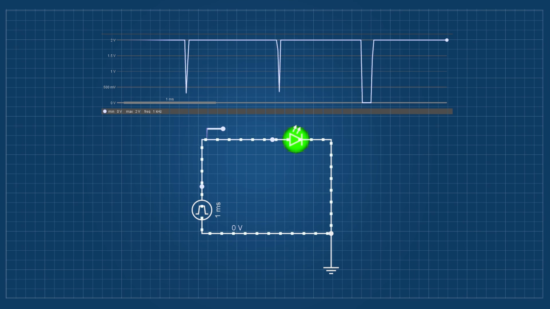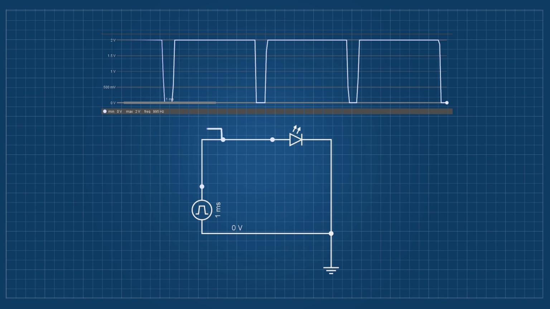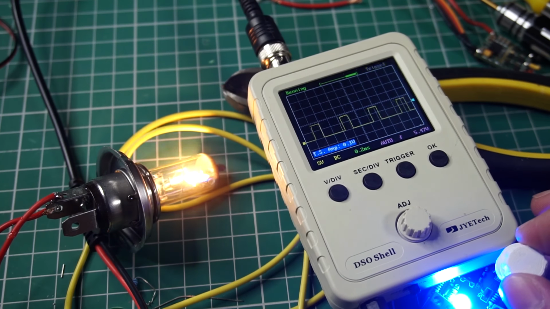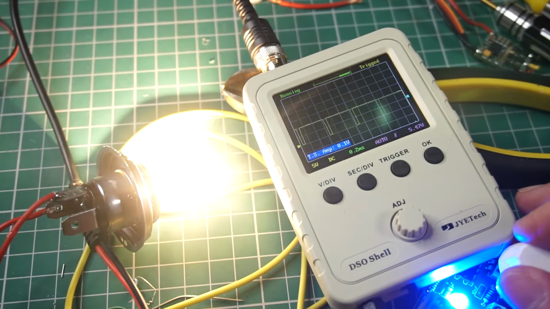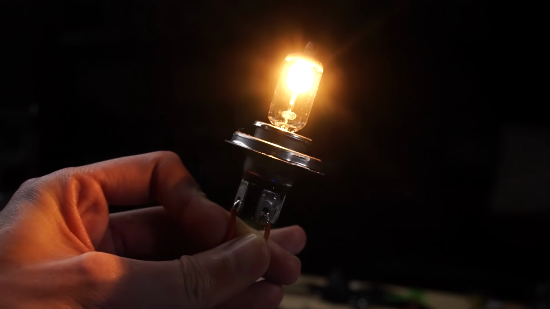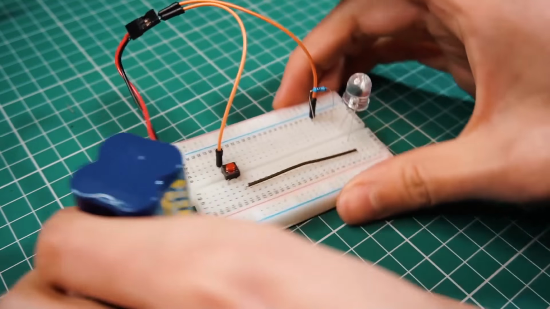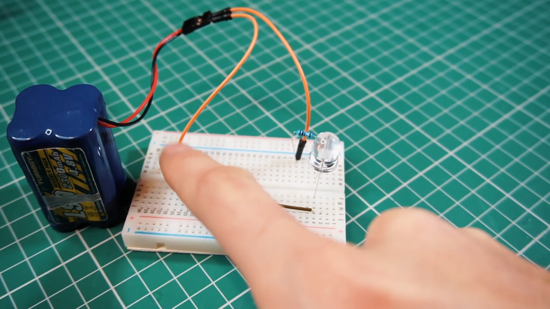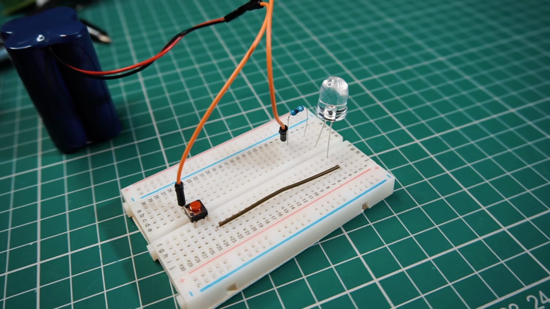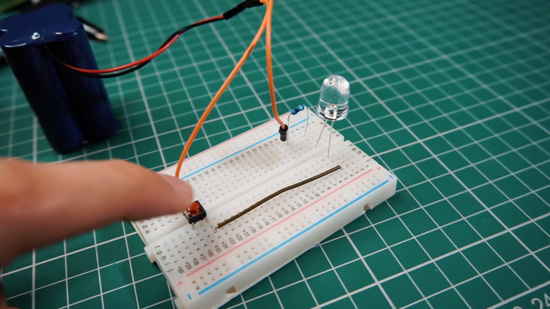How do PWM signals work? The digital PWM signal is a very simple type of signal, and to understand how it works, we're going to make a circuit. This, I would say, is the simplest circuit in the world, and I will use it to explain how PWM signals work.